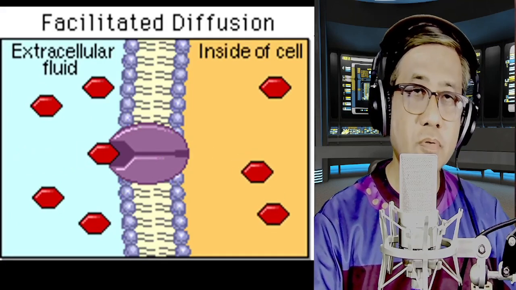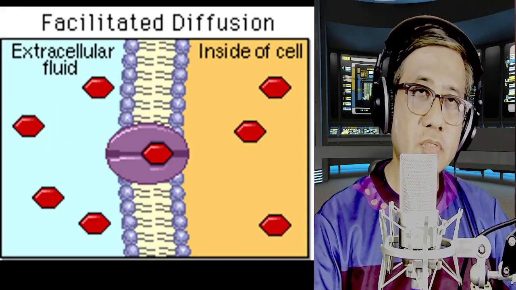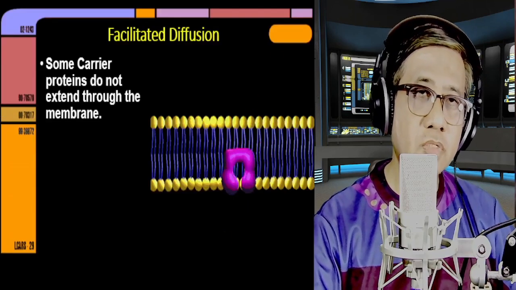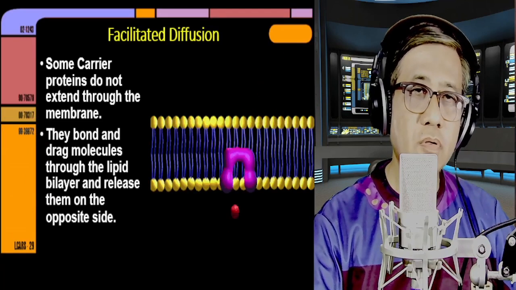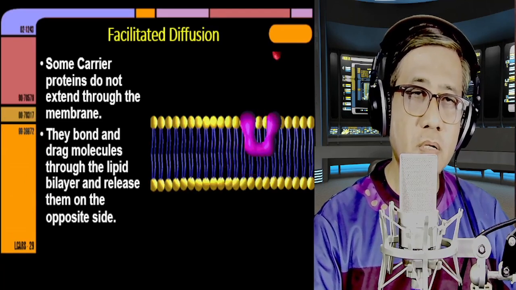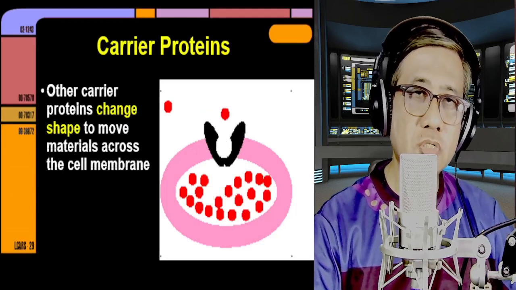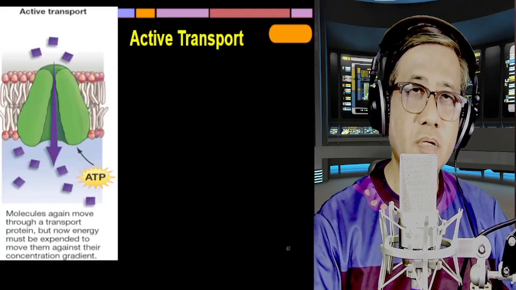So these carrier proteins, they change shape so that molecules can move down the concentration gradient. Alright? So some carrier proteins do not extend through the membrane. They bond and drag molecules to the lipid bilayer and release them on the opposite side. Carrier proteins, they change shape to move materials across the cell membrane.